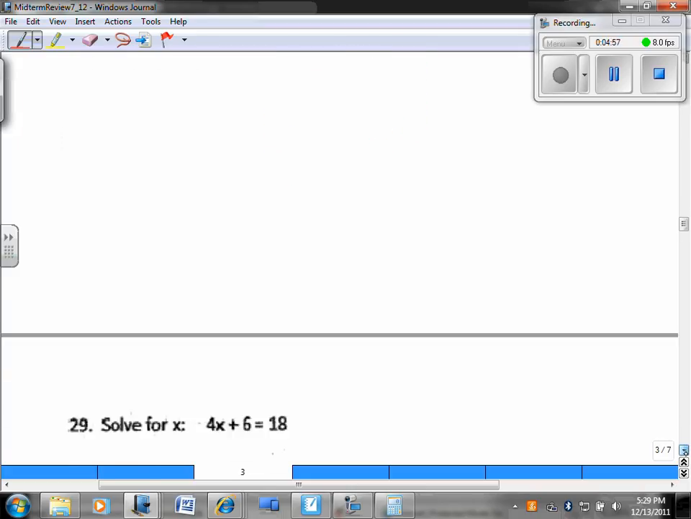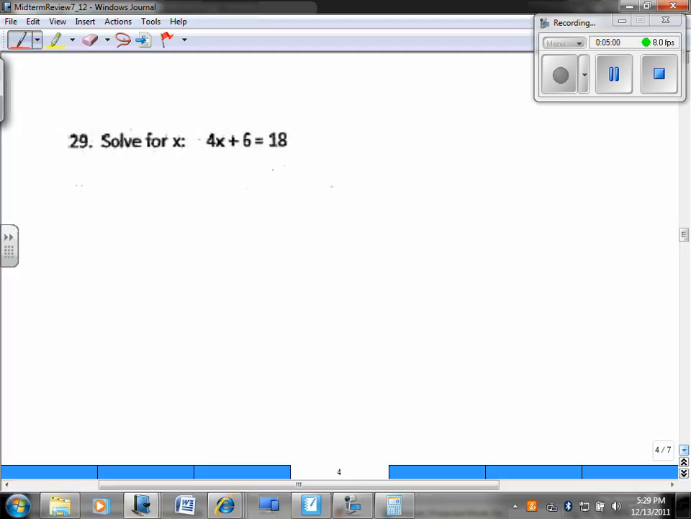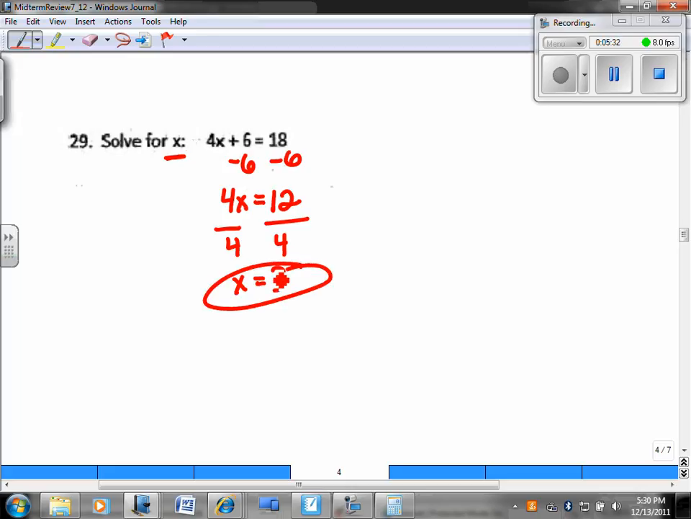Problem 29. Solve for x. So we need to get x by itself. So we're going to subtract 6 from each side. We have 4x is equal to 18 minus 6, which is 12. 4x is 4 times x. We want x by itself, so we're going to undo that times by dividing both sides by 4. That gives me x equals 3. X is equal to 3.